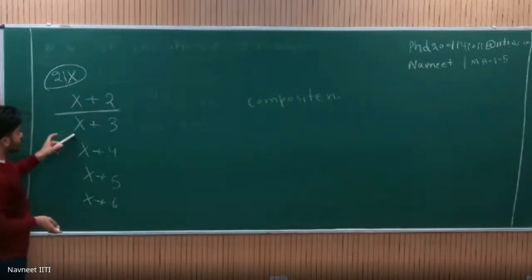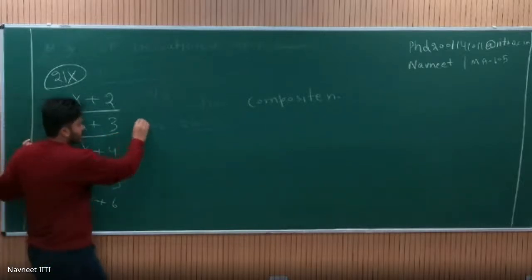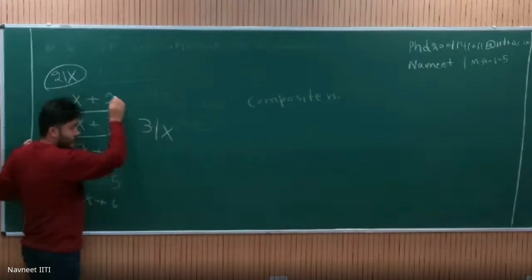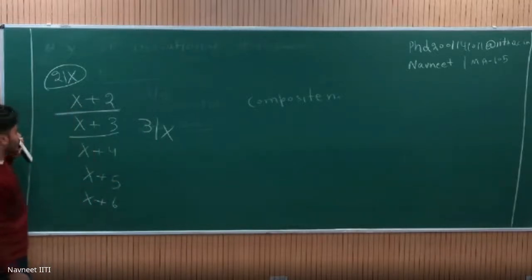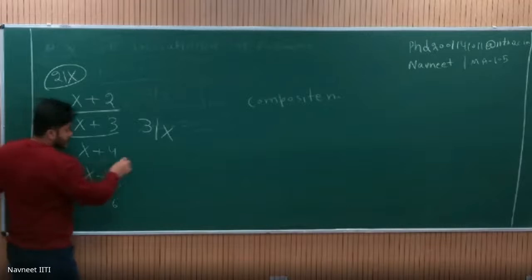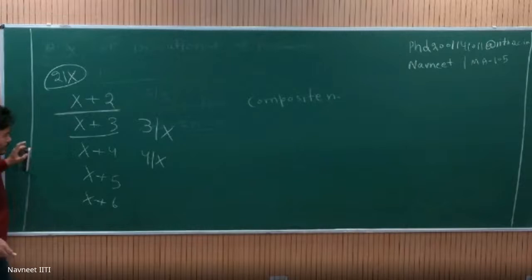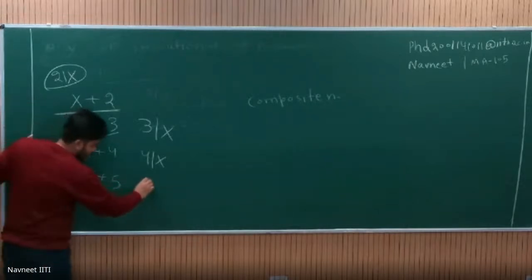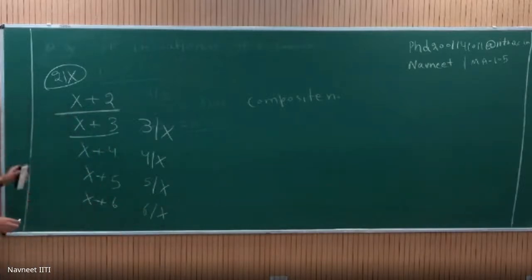Okay. The same situation: when is x plus 3 going to be a composite number? If 3 divides x, yes or no? If 3 divides x, then definitely x plus 3 is a composite number. Same case in x plus 4: if 4 divides x, then this is also a composite number. If 5 divides x, this is also a composite number. And if 6 divides x, this is also a composite number.